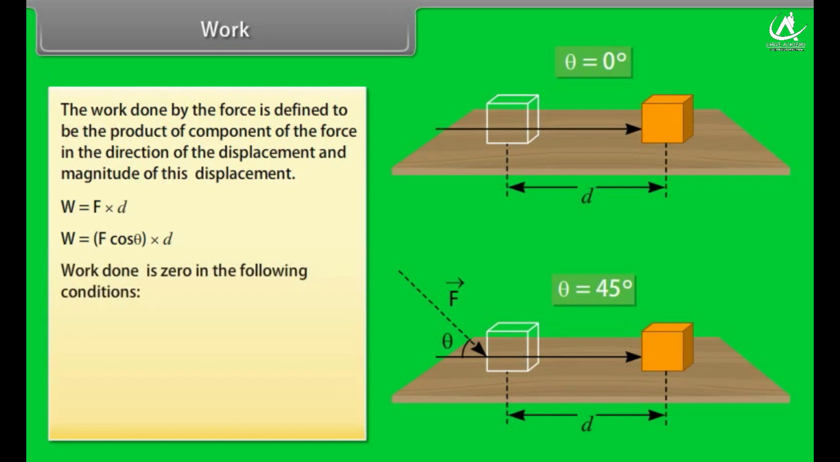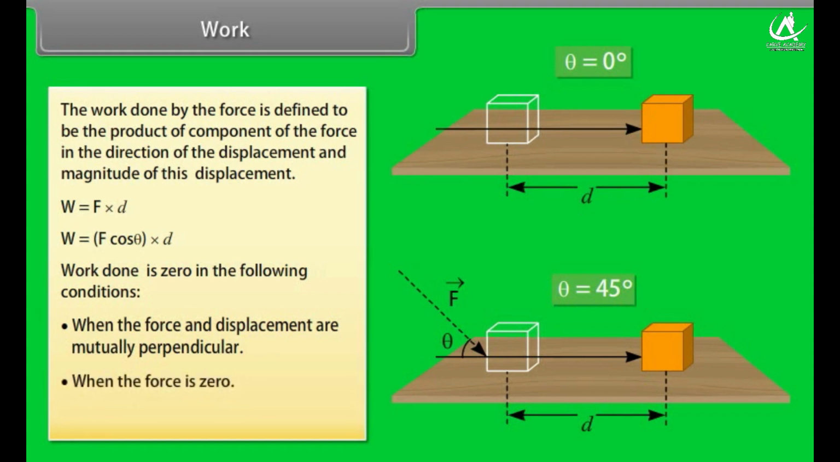Work done is zero in the following conditions. When the force and displacement are mutually perpendicular. When the force is zero. When the displacement is zero.